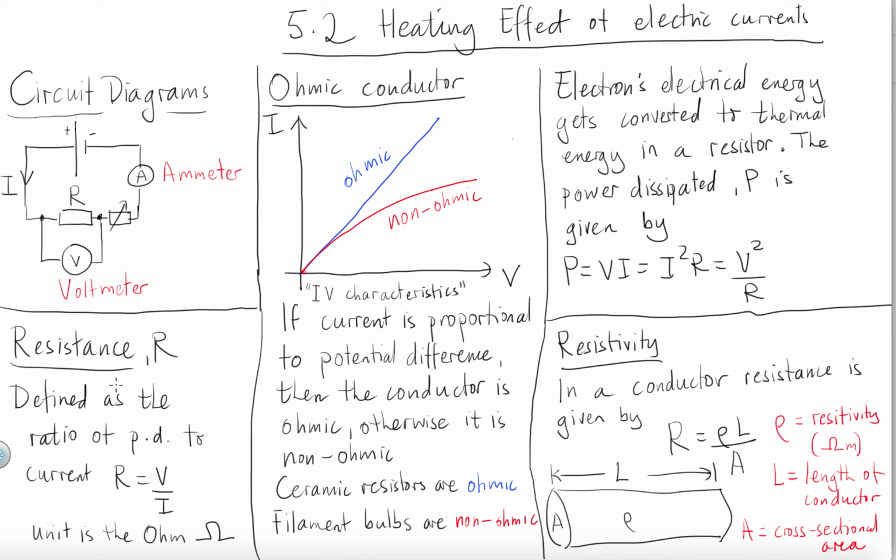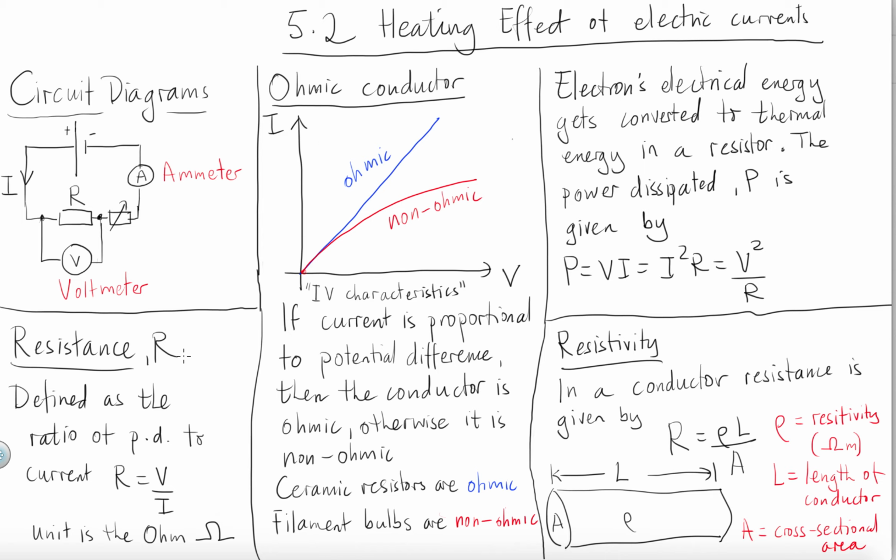Now here's another quantity that we'll need to define, and that's resistance, which is often confused with Ohm's law, but the quantity of resistance is defined simply as the ratio of potential difference to current, and that's basically V divided by I. The unit is the ohm, which is this Greek letter here, capital omega.